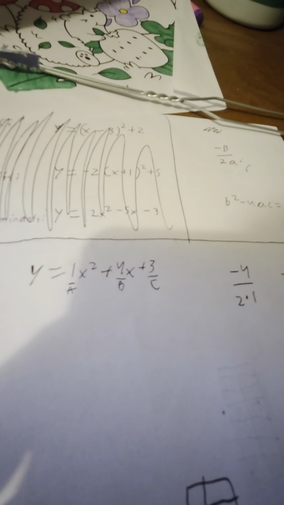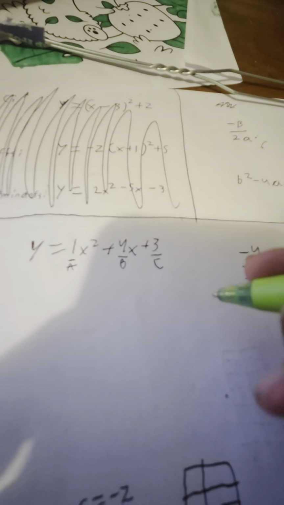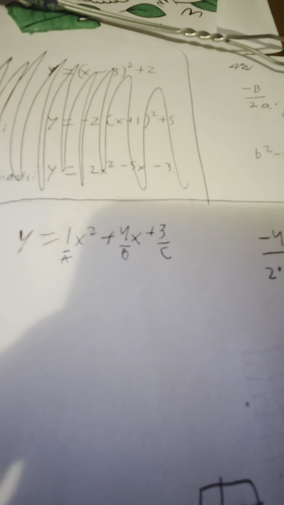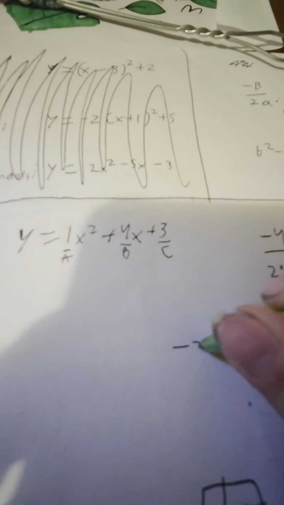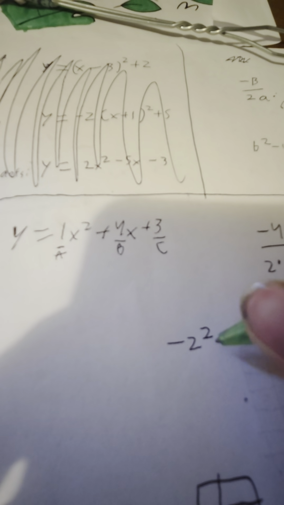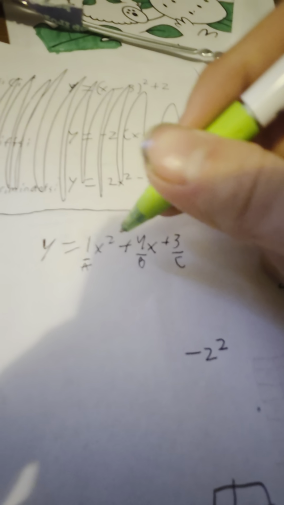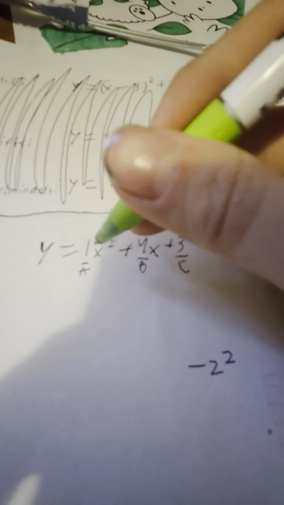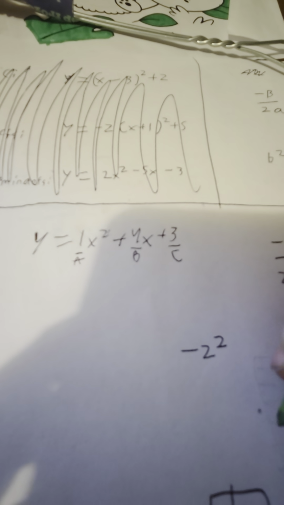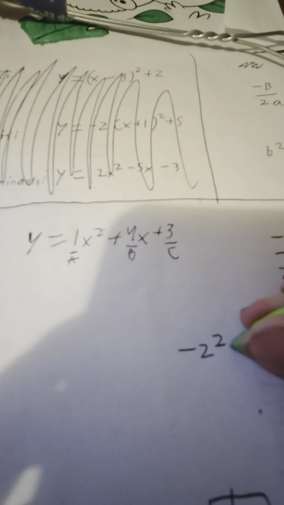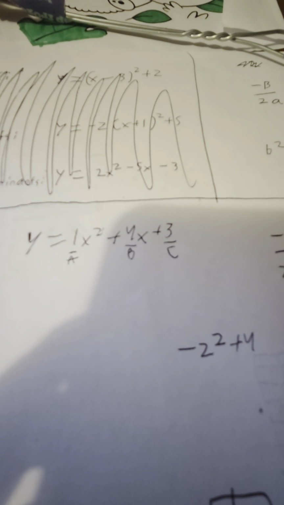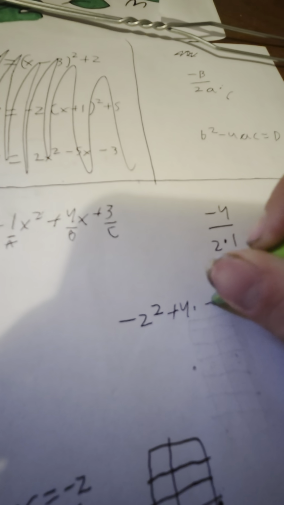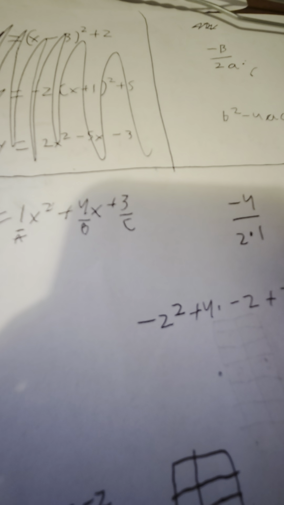Now, finding y. Finding y is a little harder, but it's pretty much still easy. You just plug in your x. So we get negative 2 squared, which is this little 2. Where is it? There, your exponent. Now you maybe wonder where the 1 go. Well, 1 times negative 2 is just negative 2. Okay, so we do the plus 4 times x, which is times negative 2, plus 3.